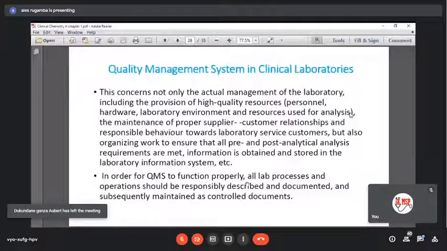All lab processes and operations should be clearly described and documented and subsequently maintained as controlled documents. So for this quality management system to work properly, you have to document all of the work. Even in normal life, if you don't write things down, you lose the data. So in the lab also, you should document everything. This is part of the management. If you are a manager somewhere, not only in the lab, you have to make sure that you produce documents. Documentation and the key archive are an important part of the management system.